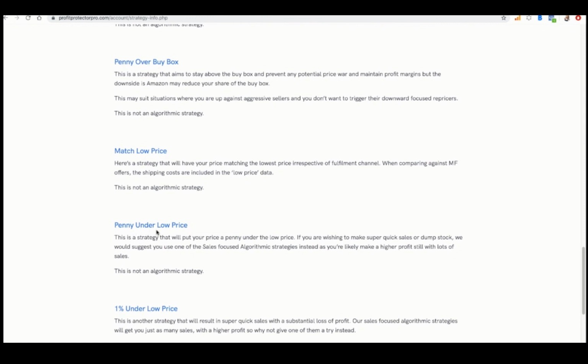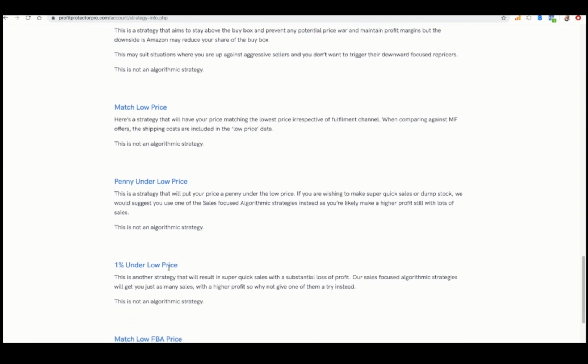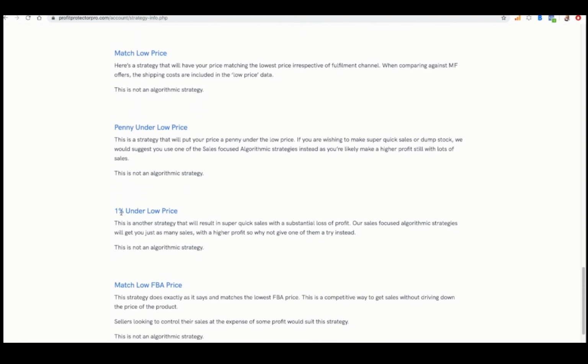This is going to penny under the low price. I'm not quite sure why you'd ever want to use a strategy like that, because you are literally just leaving money on the table. But it's here if you want to do that and you need super quick sales. But as I'd say, I'd really suggest you use one of the sales focused algorithmic strategies, because you'll still get your super quick sales, but you're going to get more profit as well. If you prefer to go a percentage, you can go a percentage under the low price if you want to do that. But as I say, once again, I would suggest you focus on the algorithmic strategies, because you'll still get your sales, but you'll make more profit.